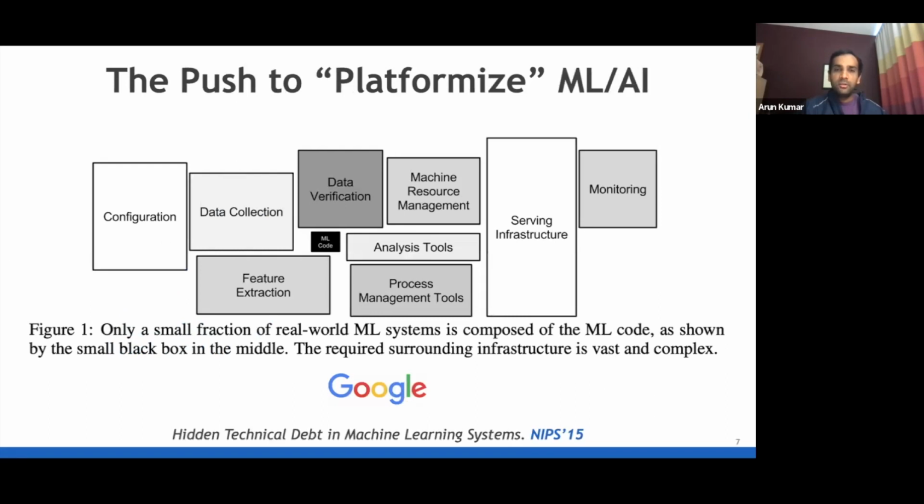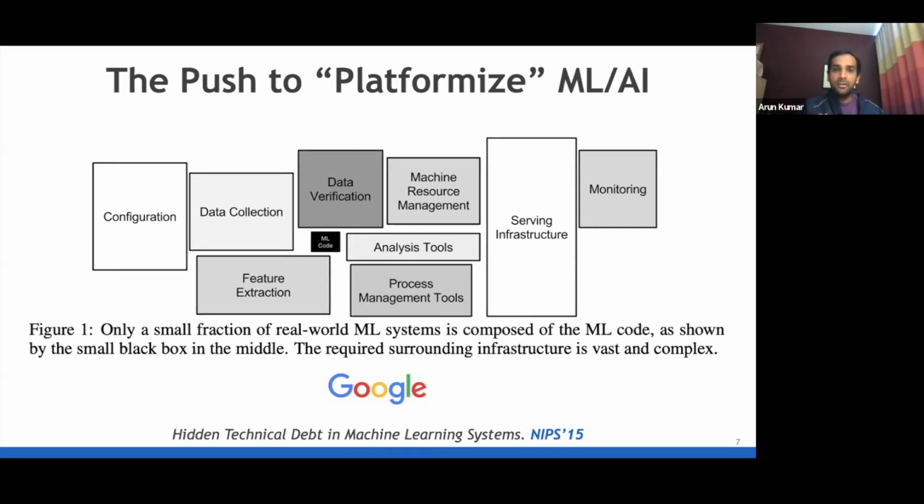Now, it's not just me who's talking about ML systems. There's, of course, all the big companies, like I told you, that have been building these sorts of tools. This has been a push towards platformizing ML and AI. This is a famous paper from Google at NIPS 15, now NeurIPS. And here they show you the various components that go into the real world ML systems that they have.